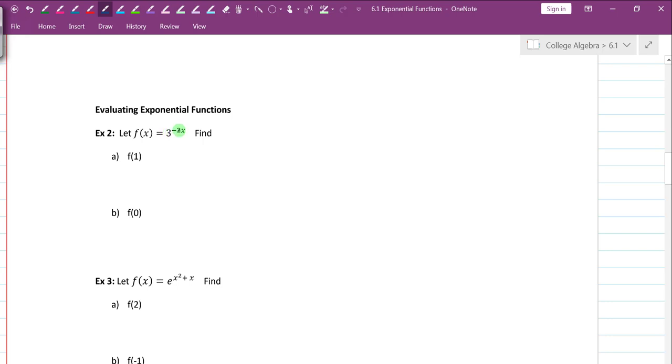So remember that when f of x is equal to 3 to the negative 2x, that negative says I'm not happy there and I want to be moved to the denominator. So to make that exponent positive, we need to move that into the denominator. So this is really what the function looks like that we're going to be evaluating.